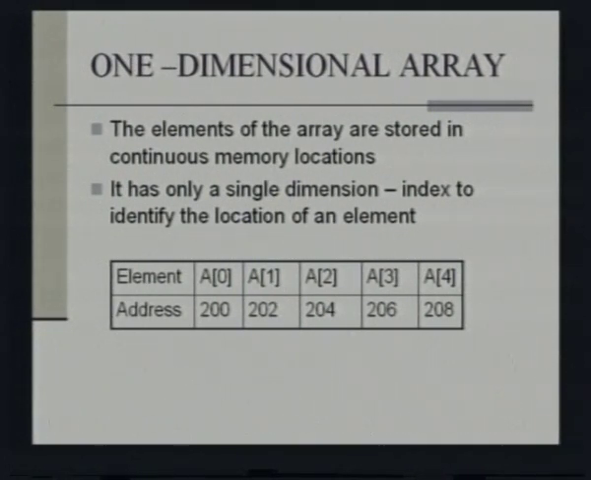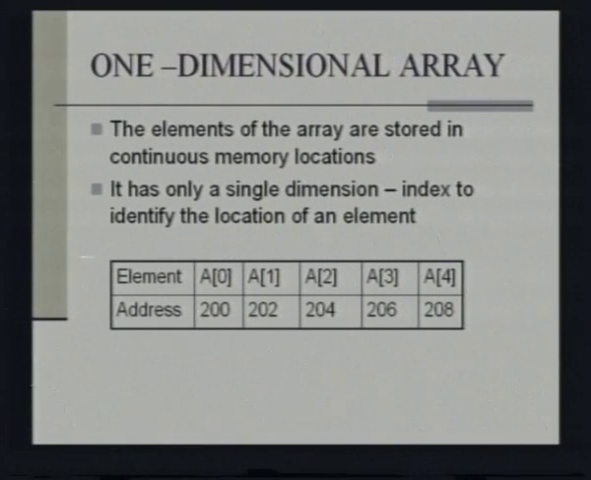The element is indicated by the array variable name A, and within the square brackets you have the first position 0, second position 1, third position 2, fourth position 3 and the fifth position 4, and the corresponding addresses. This is just an example. The addresses are all incremented by 2 bytes each: 200, 202, 204 and 206.